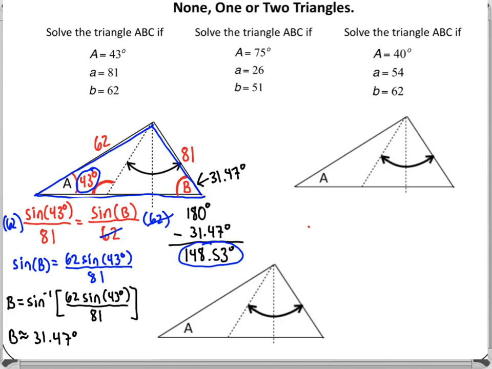So it's only going to have one solution, and for right now we just say that angle B is going to equal 31.47 degrees, and that's it. There's no other possible solution for angle B, okay? So let's take a look at what happens for a different scenario.